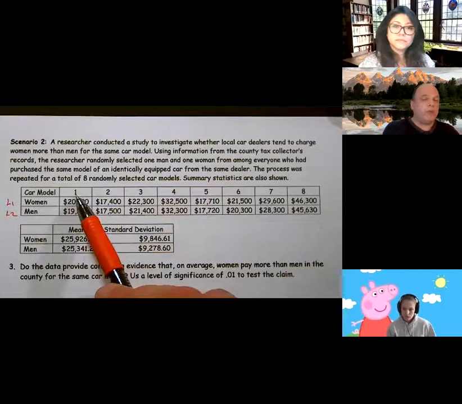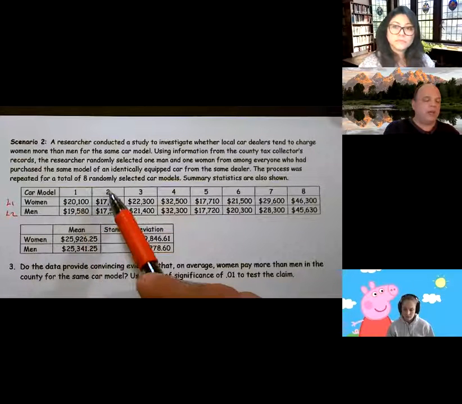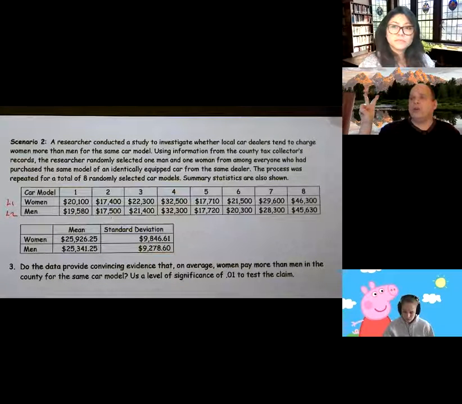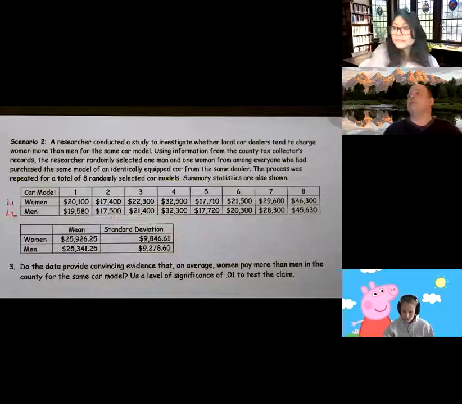But we know that for every car, we had a testing of a woman and a testing of a man, a testing of a woman and a testing of a man. So basically, each car was tested twice. When something is tested twice, it's paired. The other thing is, generally speaking, if we can run a paired test, we should, because it controls for all sorts of differences.